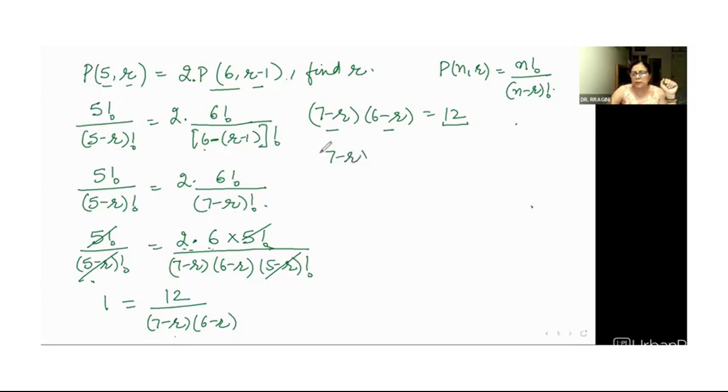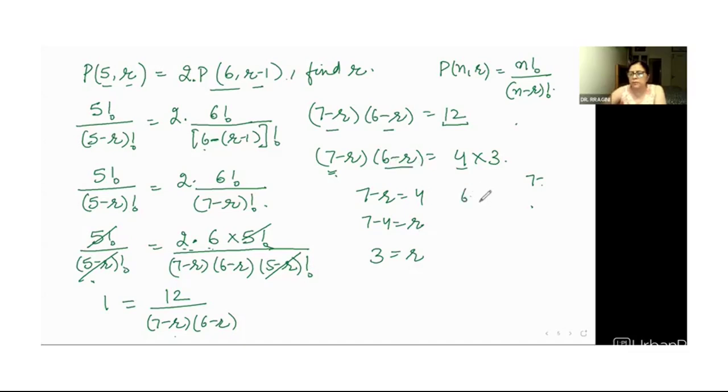So (7 minus r) into (6 minus r) can be written as 4 into 3, right? So just compare the bigger number on the left hand side to the bigger number on the right hand side. 7 minus r is bigger, right? Here the bigger number is 4. So 7 minus 4 is r. So r becomes 3. You can confirm this from the other one. 6 minus r is equal to 3. 6 minus 3 is equal to r. So 3 is equal to r. So we have solved this for the value of r as 3.